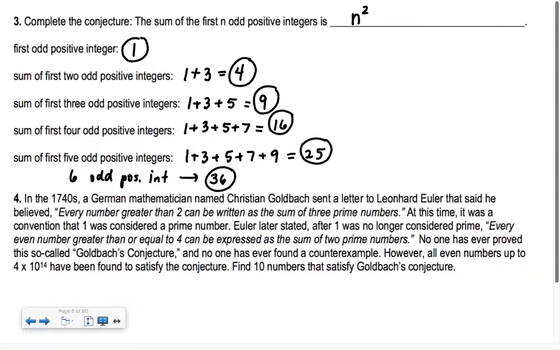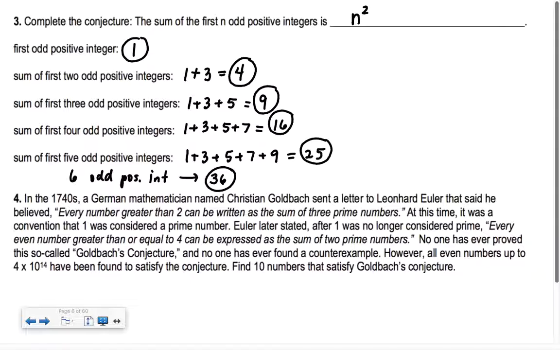So Euler later stated that after 1 was no longer considered prime, every even number greater than or equal to 4 can be expressed as a sum of 2 prime numbers. No one has ever proven this so-called Goldbach's Conjecture, so they still attributed it to the first mathematician, and no one has ever found a counterexample.